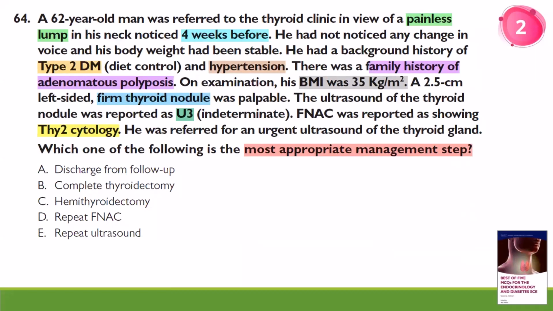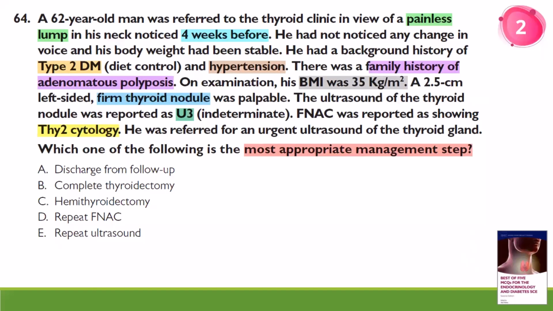This is a 32-year-old male presented to the thyroid clinic with a painless lump for 4 weeks. So this is a rapid increase in the size. The patient already has type 2 diabetes and hypertension, with a family history of adenomatous polyposis. This is a risk factor. The body mass index is increased. A firm thyroid nodule is palpable.